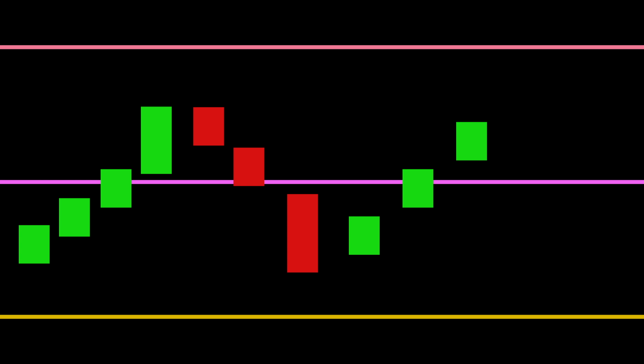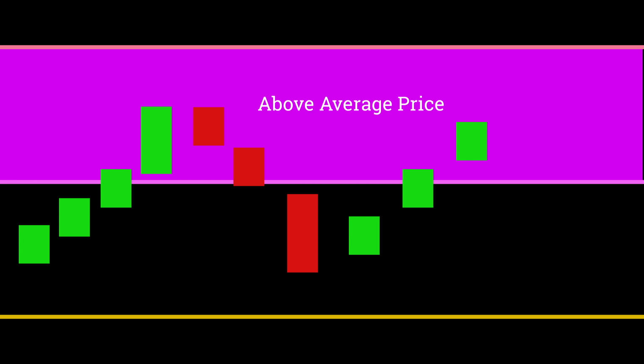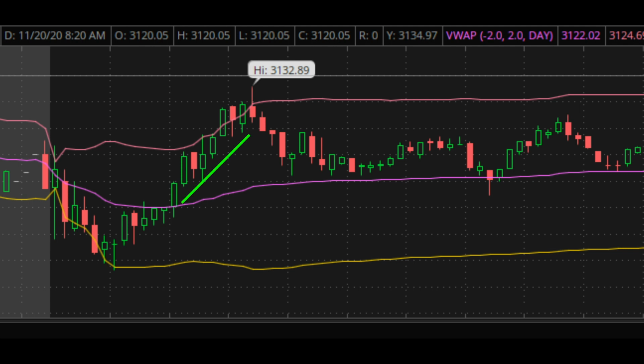There's three lines: the upper band, the VWAP itself, and the lower band. When you trade above the VWAP, you're trading above the average price, which means relative to the day, you're trading higher than average. It can still go up, but VWAP is telling you it's statistically overvalued, which is a good sign to sell or short a stock.